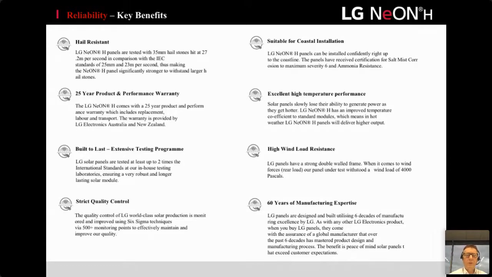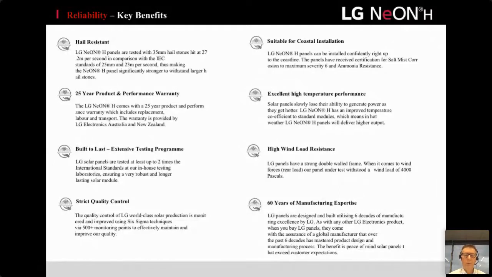So this test is specifically for environments where there are frequent changes from salt-laden conditions to a dry atmosphere, and that's typically a lot of Australia. So in that respect, it's a robust solar module that can basically go the distance under those conditions. And it also has passed the ammonia test, which is quite important when you go out to rural and agricultural sort of areas. We've got high wind load resistance.